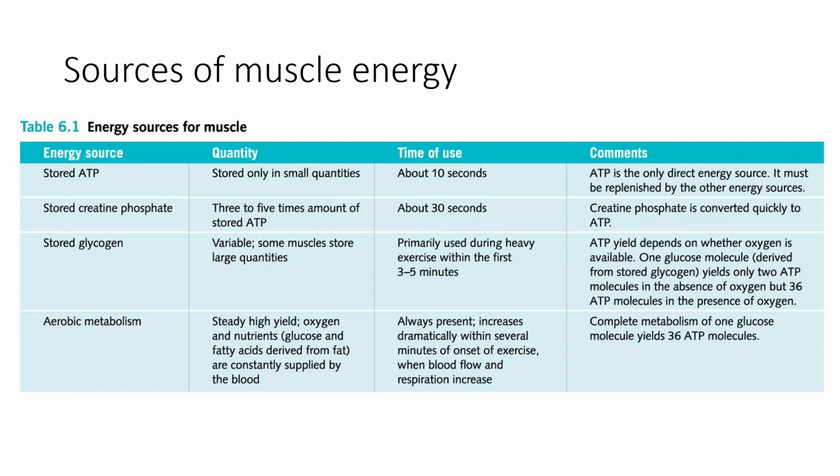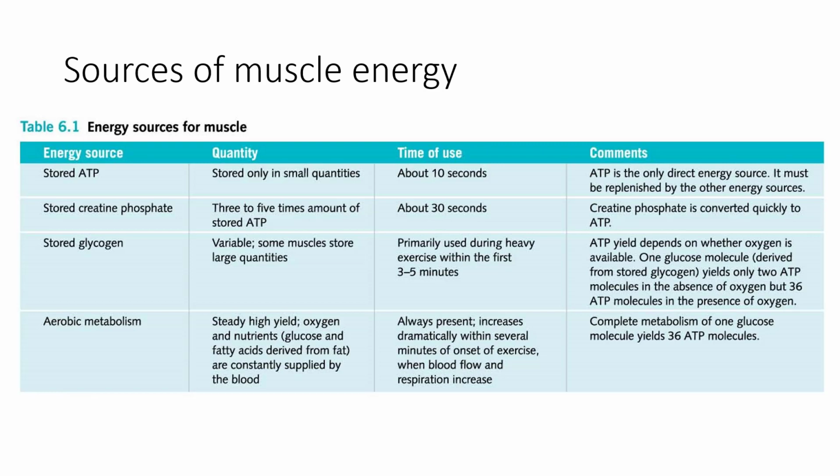Stored glycogen. This is variable. Some muscles store large quantities, others do not. And this is primarily used during heavy exercise within the first 3 to 5 minutes. And this depends on whether oxygen is available, because glucose through glycolysis, the citric acid cycle, and oxidative phosphorylation requires oxygen for optimal functioning. So glycogen can be used, especially if oxygen is present, and lasts about 3 to 5 minutes. This is followed by aerobic metabolism, which is a steady high yield.